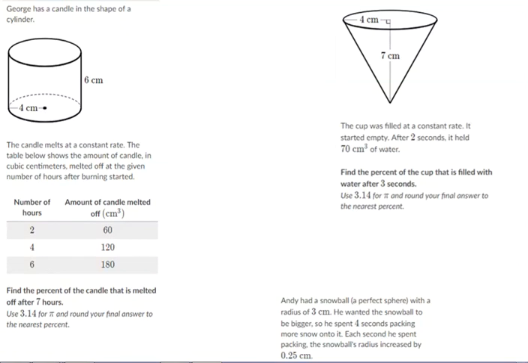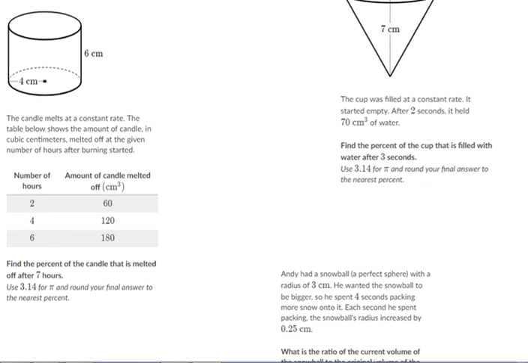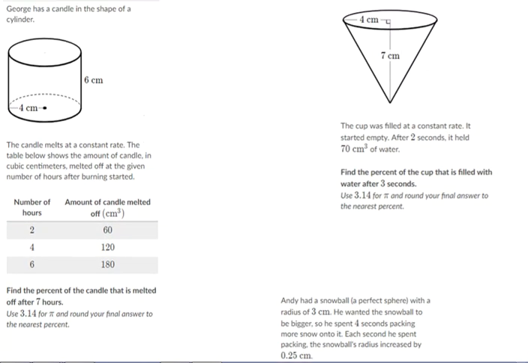Up first, one, top left. George has a candle in the shape of a cylinder. We see a radius of 4, a height of 6. It says the candle melts at a constant rate. The table below shows the amount of the candle in cubic centimeters melted off at the given number of hours after burning started. Find the percent of the candle that is melted off after 7 hours.